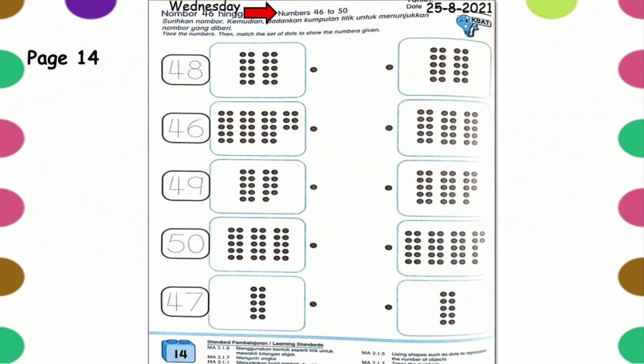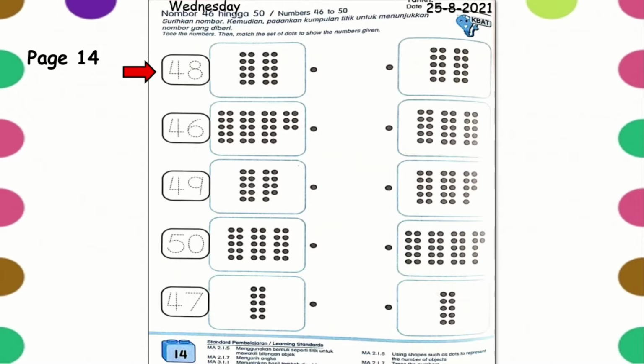Let's read the instruction given. Numbers 46 to 50. Trace the numbers, then match the set of dots to show the numbers given. So we are going to trace the number first. Then we have to count the dots on both sides. And then we have to match the set of dots that shows the number you have traced. So if 48, both the columns should be added together and become 48. Okay? So let's do it. Teacher will guide you one by one.